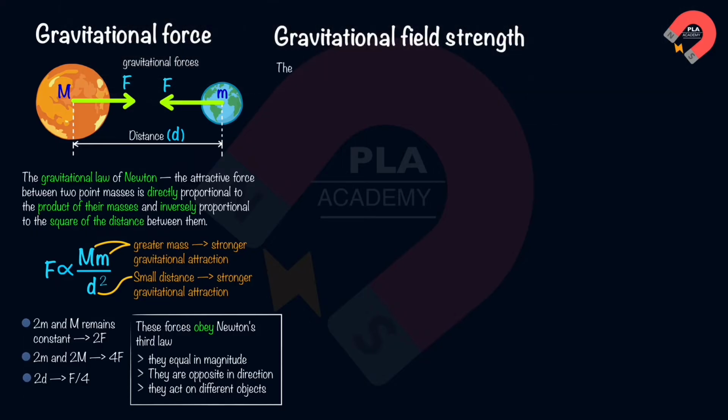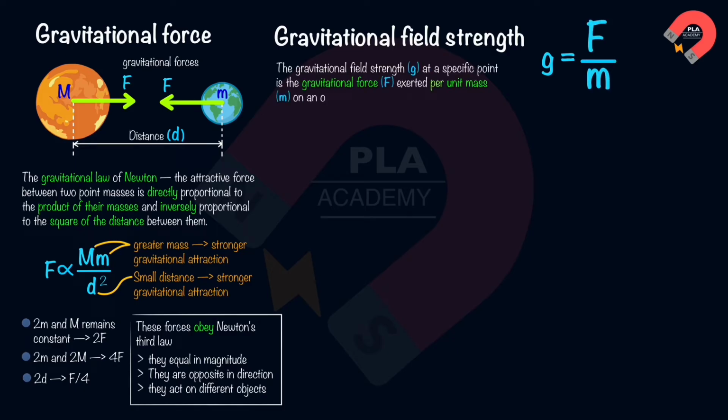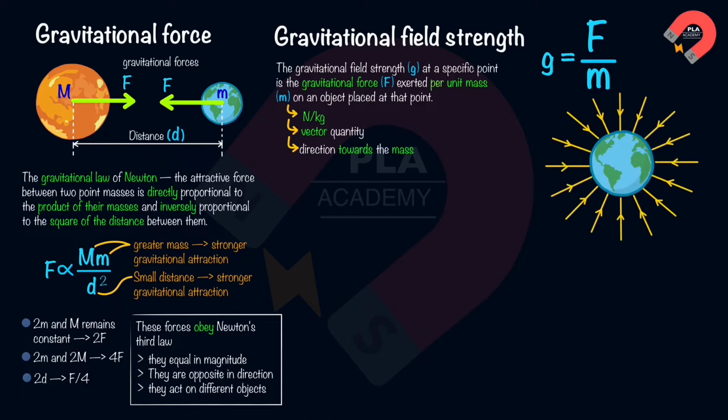Gravitational field strength. The gravitational field strength, at a specific point, is the gravitational force exerted per unit mass on an object placed at that point. It is measured in newtons per kilogram. It is a vector quantity, meaning it has both magnitude and direction. The direction is always towards the mass.